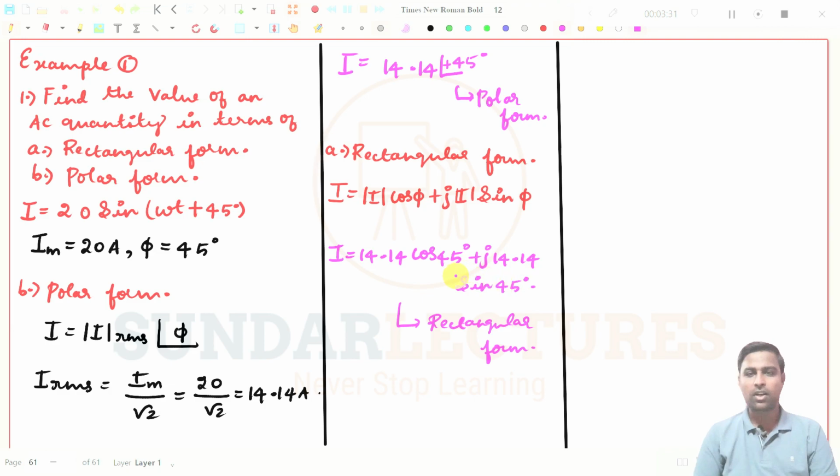But if you want to convert this into a polar form, that also you can do by yourself. This is the value of I now. So this is how you need to represent an alternating quantity in rectangular form and polar form. Thank you. We will see in the next class.